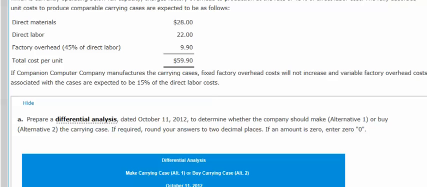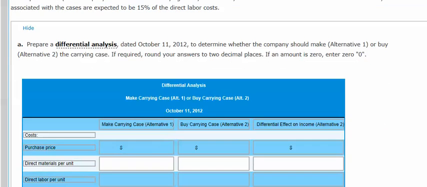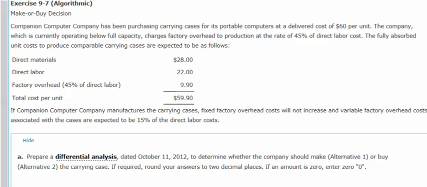Down here in A it says prepare a differential analysis dated October 11th, 2012 to determine whether the company should make alternative 1 or buy alternative 2, the carrying case. If required, round to 2 decimal places, and if the amount is 0, enter a 0. Well, our purchase price, if we're making it, I think would be 0. Let's read the rest of this question.